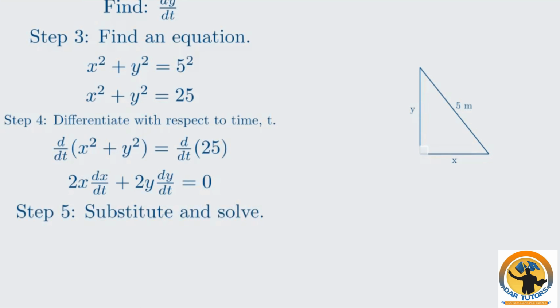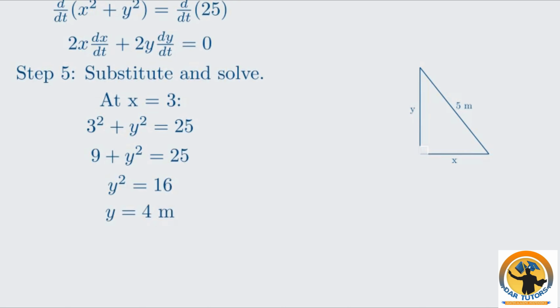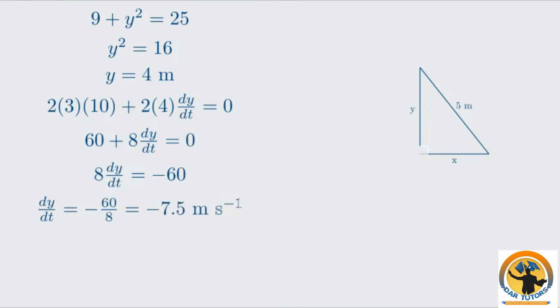Step 5. Substitute and solve. We need to find y at the instant when x equals 3. Using our original equation, 3 squared plus y squared equals 25, which means y squared is 16, so y is 4 meters. We take the positive root as it's a physical distance. Now we substitute all known values into our differentiated equation. We have 2 times 3 times 10 plus 2 times 4 times dy/dt equals 0. This simplifies to 60 plus 8 times dy/dt equals 0. Solving for dy/dt, we get negative 60 over 8, which is negative 7.5 meters per second.